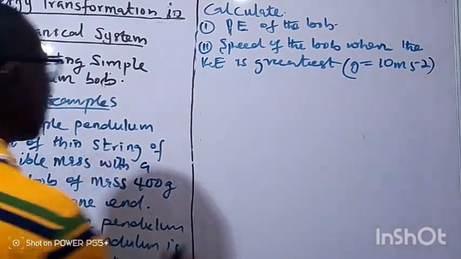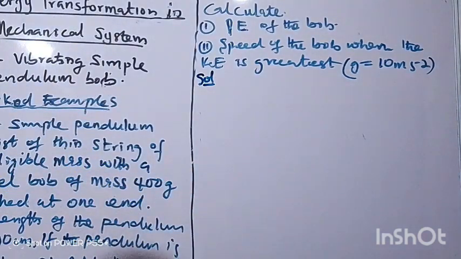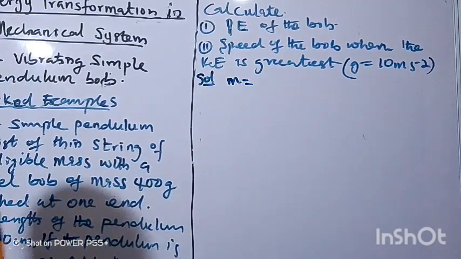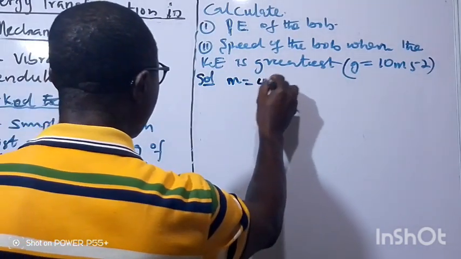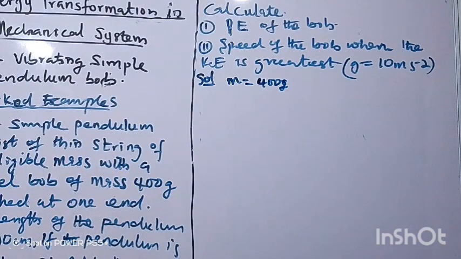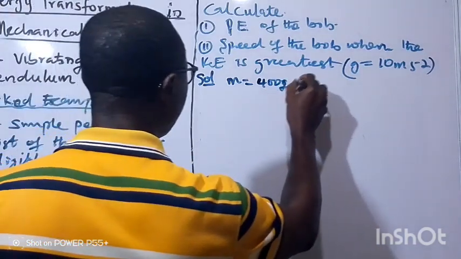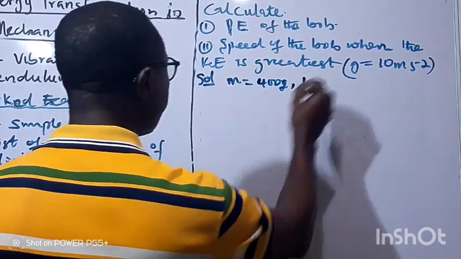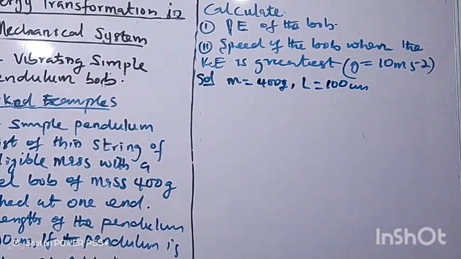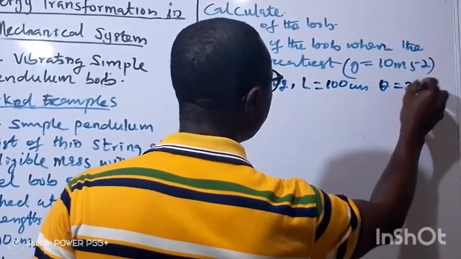Let's write out the parameters for this question. Mass of the pendulum, m, is given as 400 grams. Then the length of the pendulum, L, is given as 100 centimeters. Then the angle theta is given as 30 degrees.